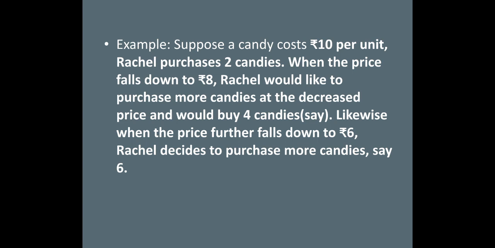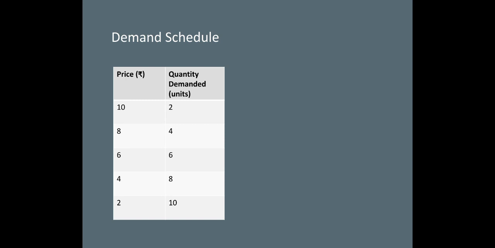It generally shows a consumer's tendency, like we all do. When price of a commodity falls, we tend to purchase more of it. Here we have a demand schedule. Demand schedule is nothing but here we have placed the price against the quantity that Rachel demands. See, when the price of the candy was rupees 10 per unit, she was demanding 2 units. I mean 2 candies. When price fell down to 8, she went on to demand 4 units, and like that we have shown a complete demand schedule.